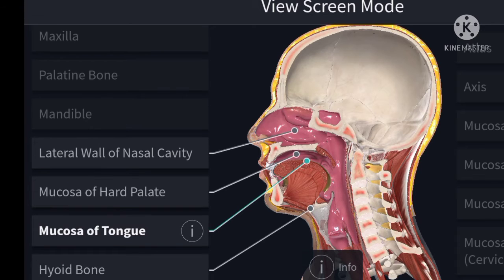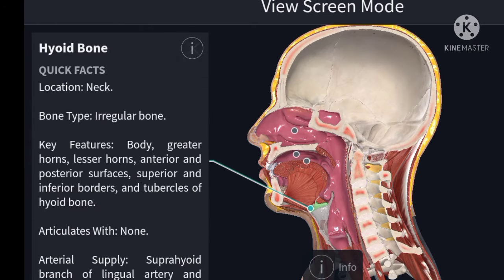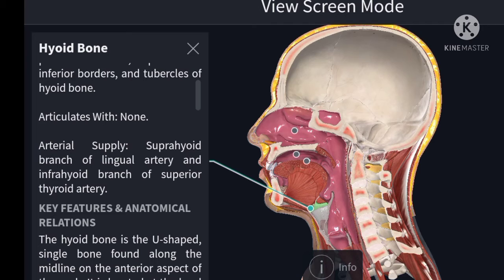Now we will talk about the hyoid bone. As you can see here, this is a hyoid bone, and it is a type of irregular bone which is located in the neck, and it is supplied by the suprahyoid branch of the lingual artery and the infrahyoid branch of the superior thyroid artery.